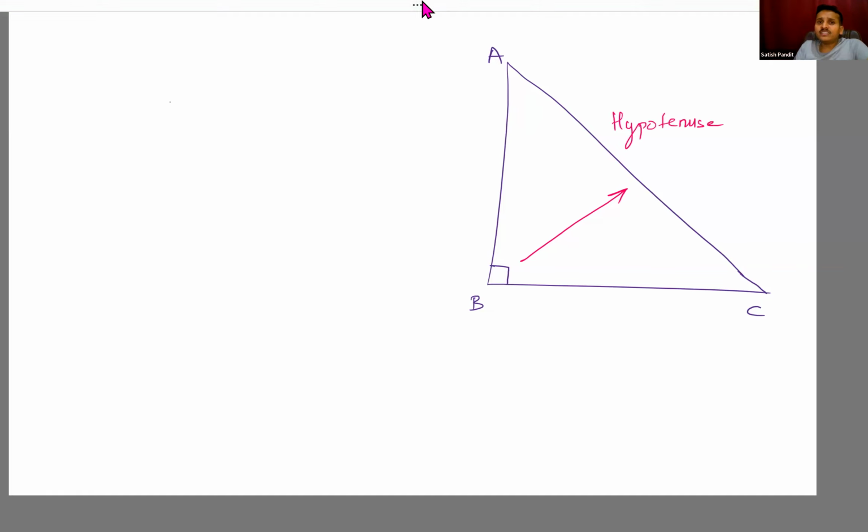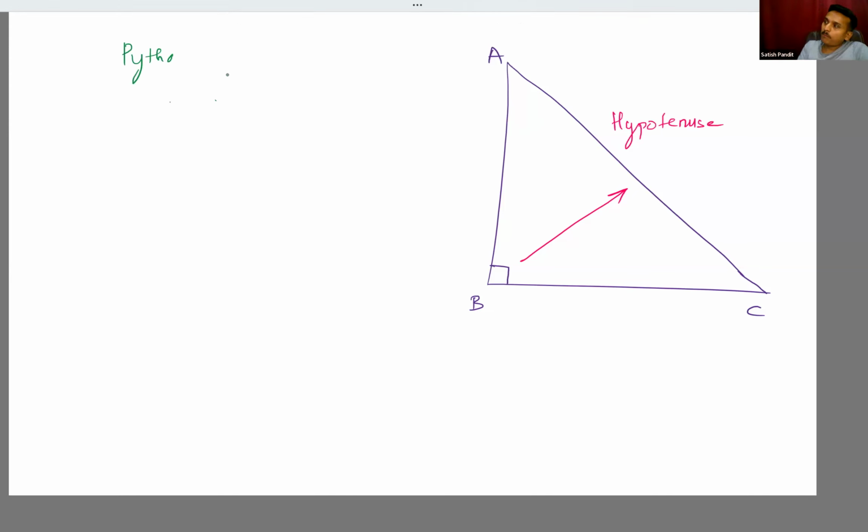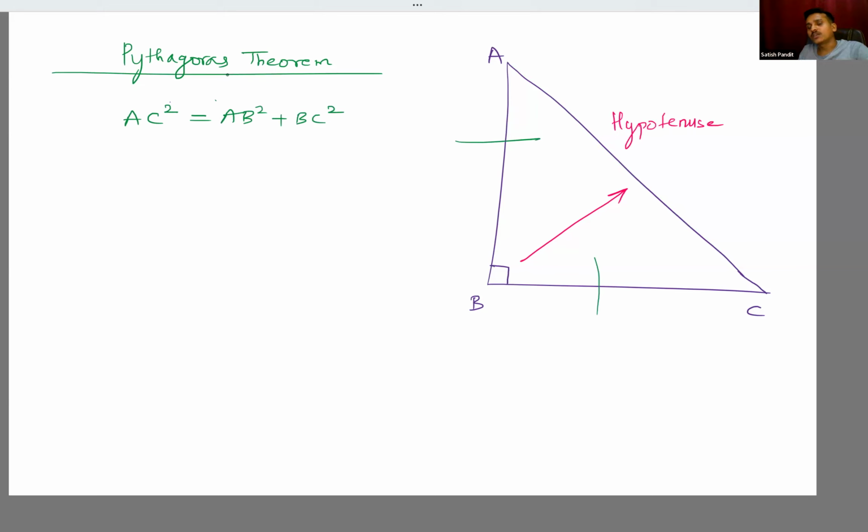So Pythagoras theorem states that in a right angle triangle, the square of the hypotenuse, see, hypotenuse is AC, is equal to the sum of the squares of the other two sides. That is AB square plus BC square. You measure this length, square it. You measure this length, square it. So the sum of the squares of these two sides will be equal to the square of the hypotenuse. This is Pythagoras theorem.